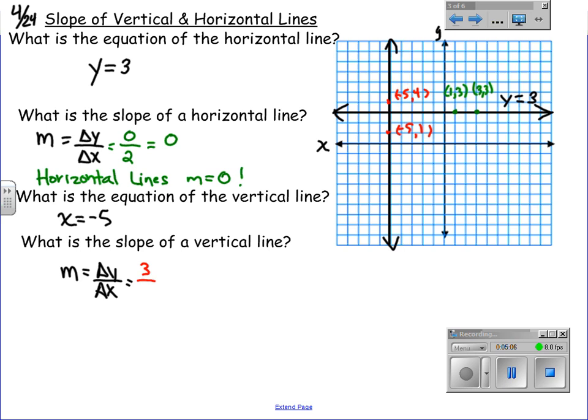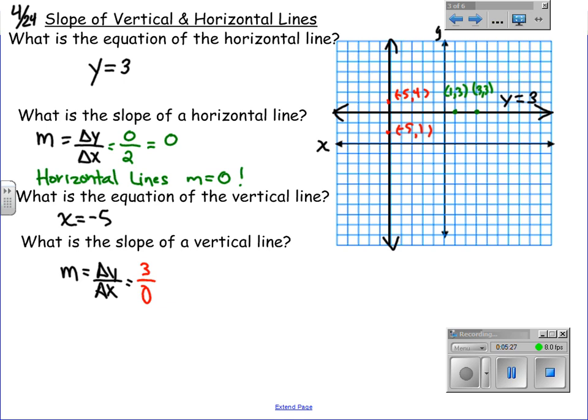How many units do we move in the x direction, going from the higher point to the lower point? Peyton? 0. We don't move in the x direction at all. So Polanyi was right. It's something over 0. That brings up the question, though, what does that mean?